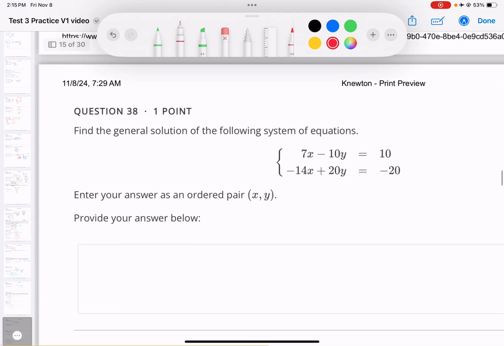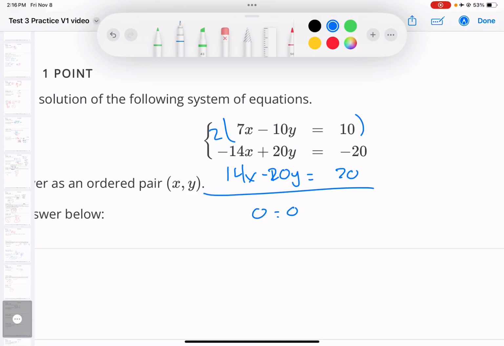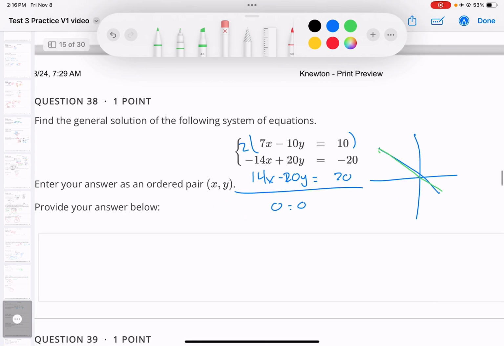Okay. So this next one is a fun one. If I take this first function and I multiply by 2, it's going to give me 14x minus 20y equals 20. If I add these together, I get 0 equals 0. On a function, these two lines are right on top of each other. Now that isn't the line, so don't get hung up on that. They're exactly the same. There's infinitely many solutions, but it wants a general solution.